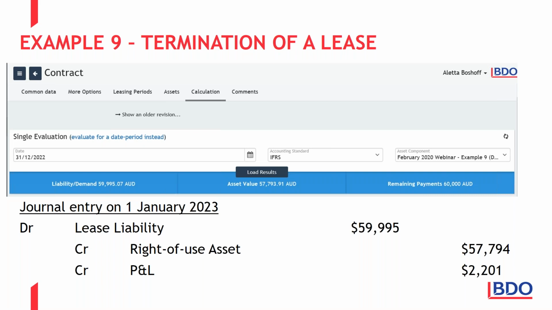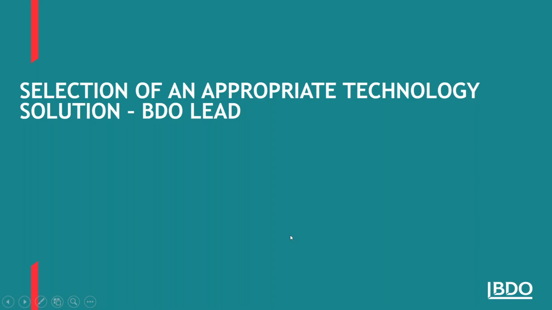And therefore, on the 1st of January 2023, we have to remove our lease liability, whatever it is at that stage. We have to remove our right of use asset, and there will be a P&L impact. Again, because your right of use asset would depreciate faster than your lease liability. Therefore, on termination, there would be a P&L impact. And that's really why I wanted to touch on termination.